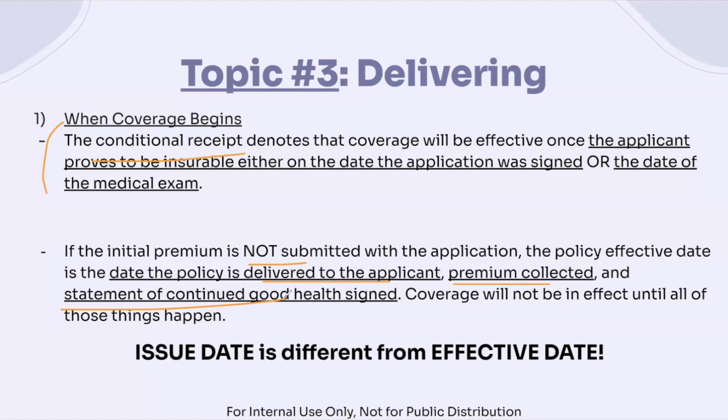Okay. So there are these three things that have to happen before the policy will be active. And again, the issue date is different from the effective date. That's something that's kind of confusing sometimes. The issue date is just when the insurance company issues the policy, and the effective date is when, if the insured passes away, the company will pay a death benefit, right?